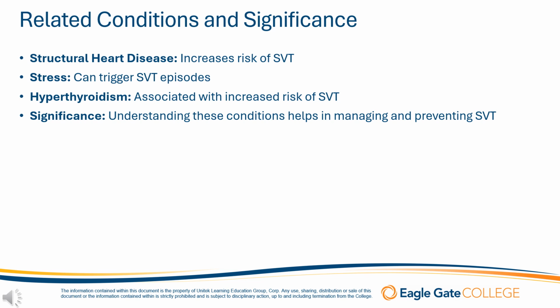Stress, whether physical, emotional, or psychological, can act as a trigger for SVT. Stress activates the sympathetic nervous system, leading to an increase in catecholamines, adrenaline, and noradrenaline, which can enhance the automaticity and re-entry mechanisms in the heart. Common stressors include anxiety, acute illness, strenuous exercise, and emotional distress. Recognizing and managing stress is an important aspect of SVT management.